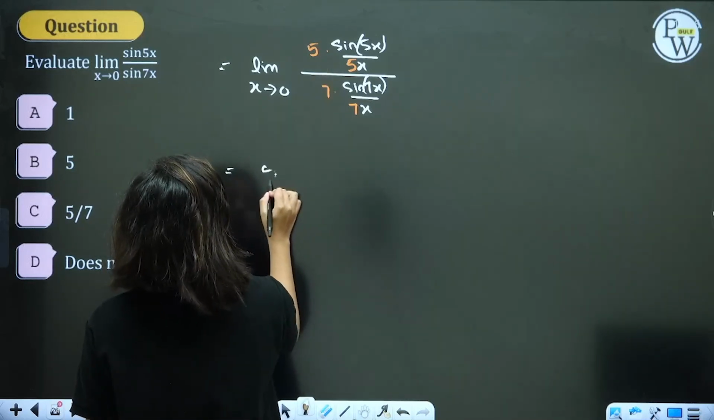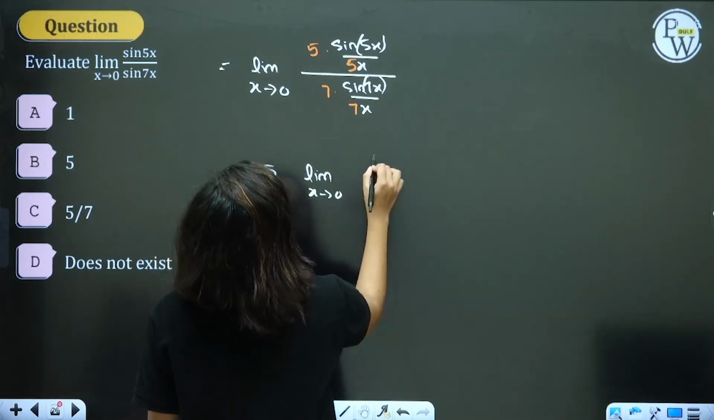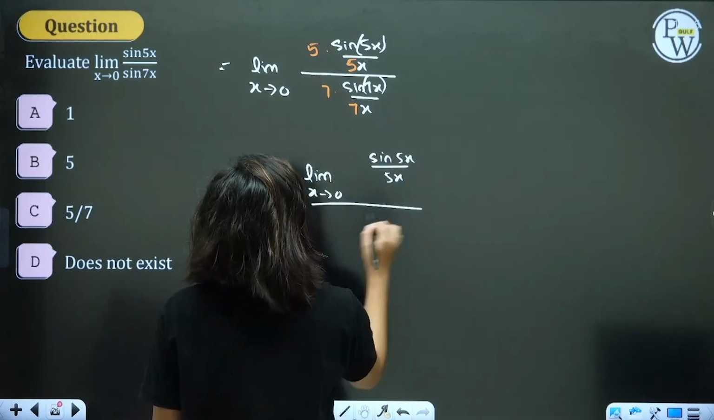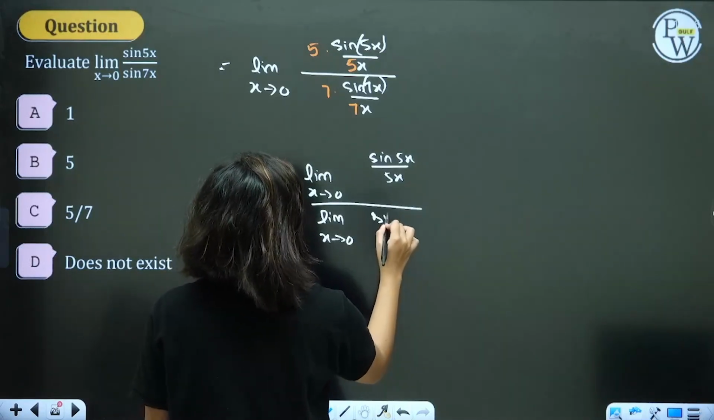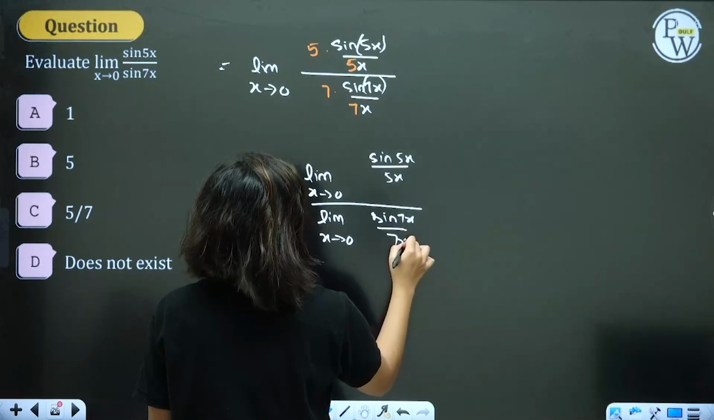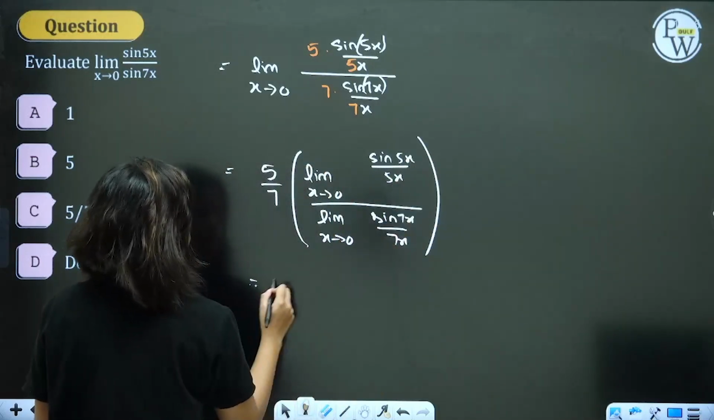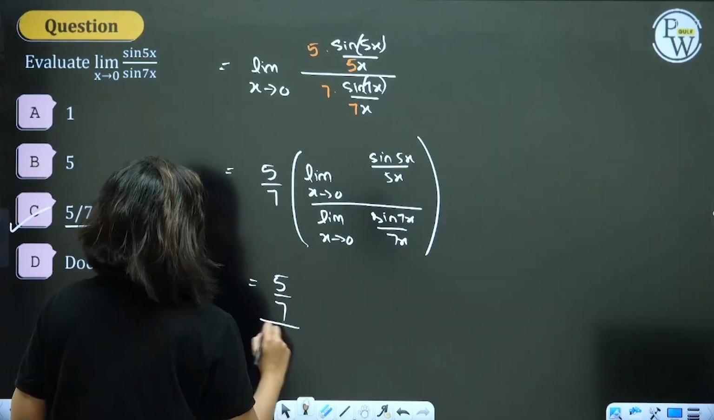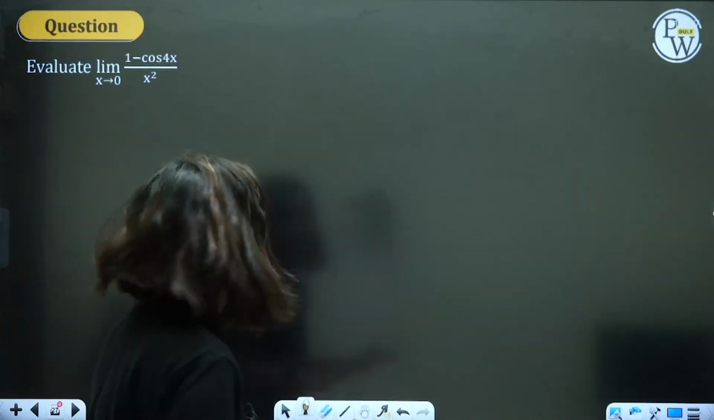5 by 7, constant will always come out of the limit. And we have numerator adjusted very well, denominator adjusted very well. Same, so same gives me 1. The answer is 5/7, option. Right, my kiddos. This is the adjustment that I'm talking about. You have to do it in every question.